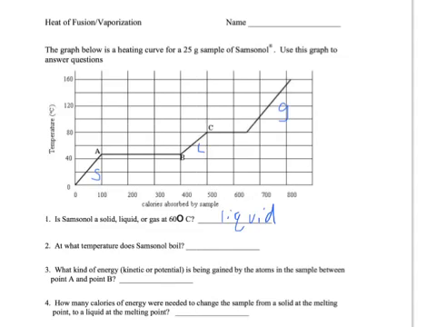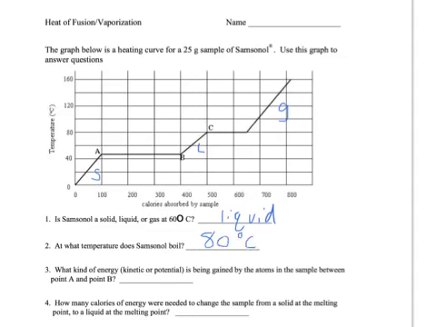Alright. At what temperature does Samsonol boil? If you recall, boiling is a transition between liquid state and gas state. And so at this temperature right here, it is transitioning between liquid and gas. So I simply have to see what this temperature is. The temperature is 80 degrees Celsius. That is the temperature at which it boils.